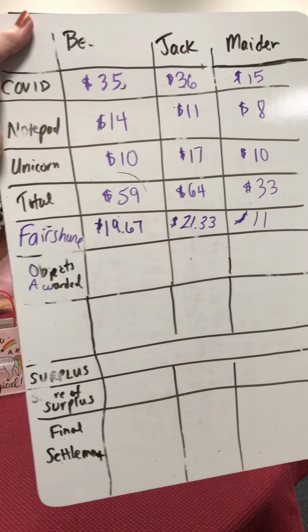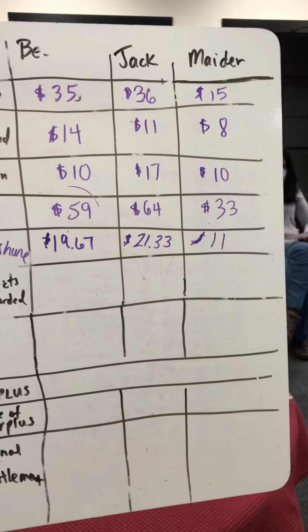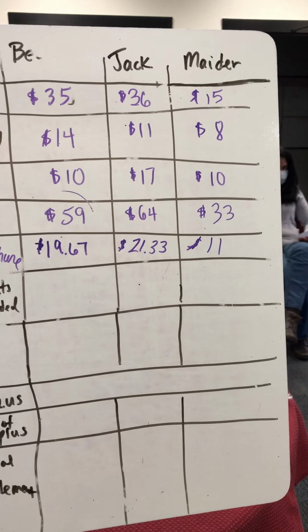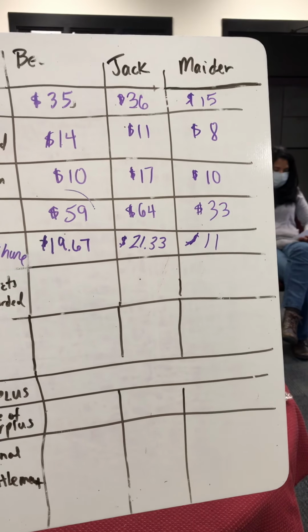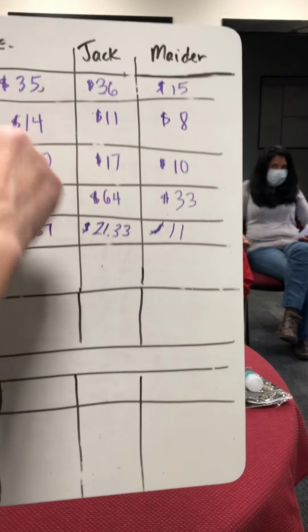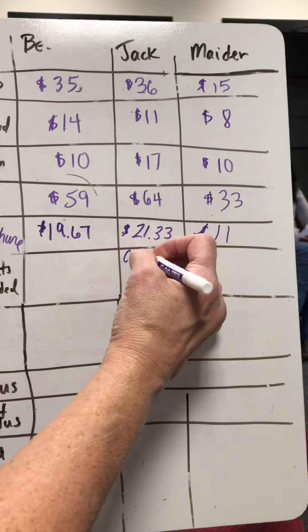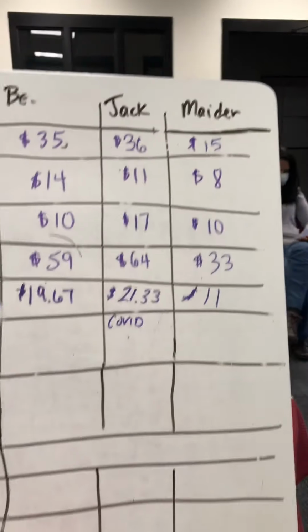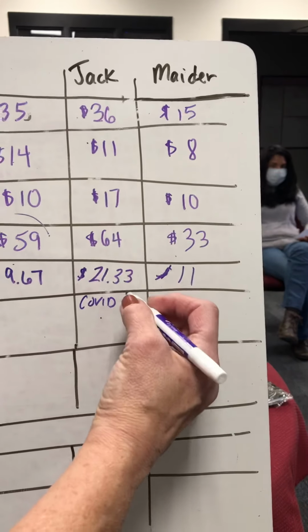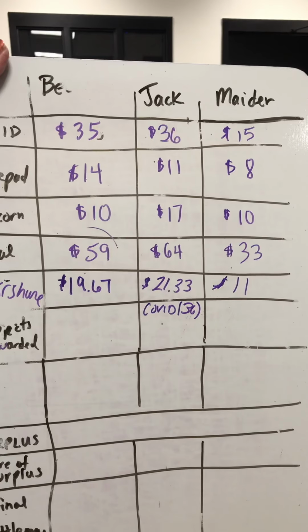And here's another mistake. It's not that everybody gets an object. Don't force everyone to get an object. The objects go to the highest bidder. So who gets the COVID package? That would be Jack. 36 is the highest bid on that. So he gets the COVID packet. Now, it really helps if you write down the $36, so you realize you just gave him $36 worth of goods.